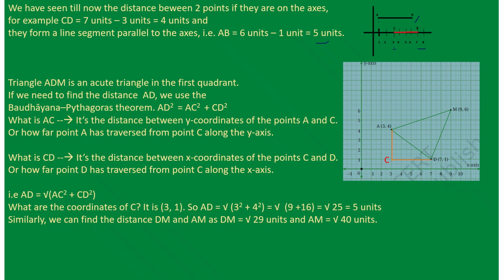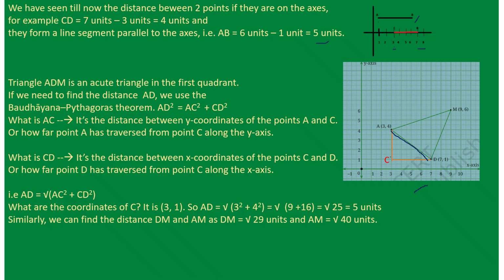on the axis. Now, how do we find the length of any line segment which is not parallel but it forms part of, if you look into the second graph, it forms part of a triangle. So, we need to find the length of AD. How do you find the length of AD? You need to drop a perpendicular to the point C and construct a right angled triangle at the point C so that we are able to find the length of AD by using Baudhayana Pythagoras theorem.